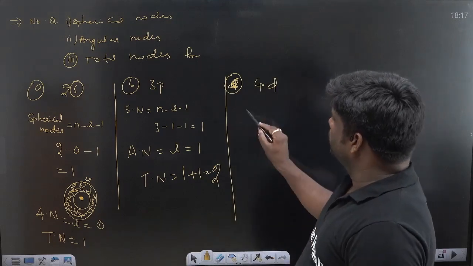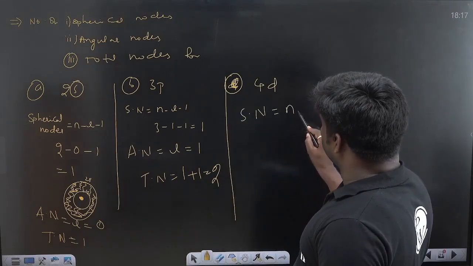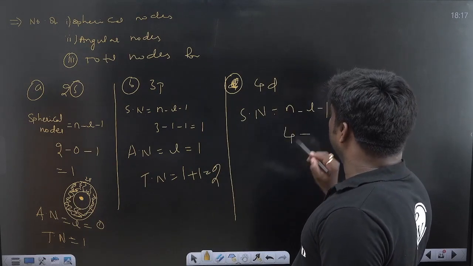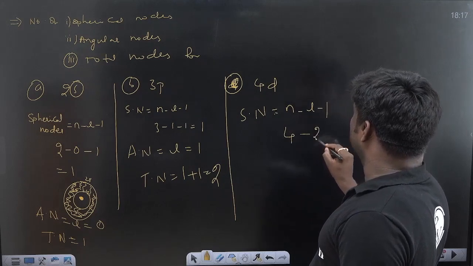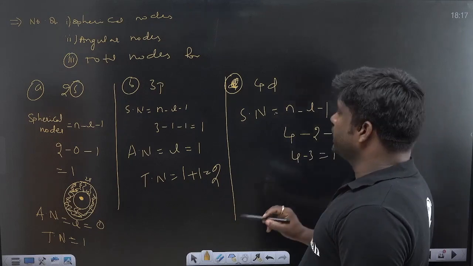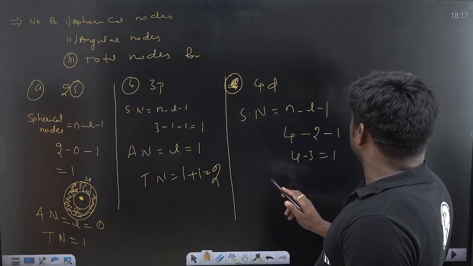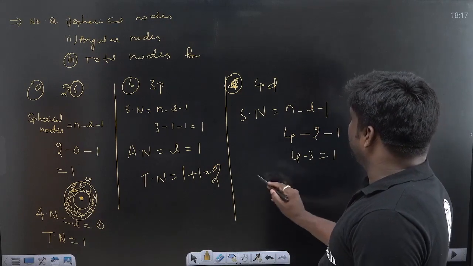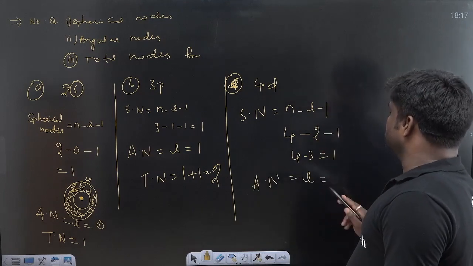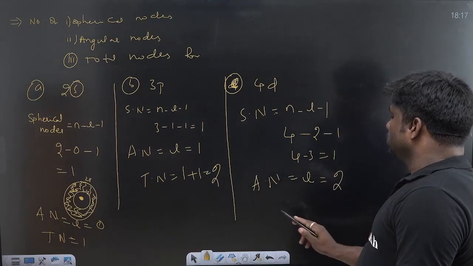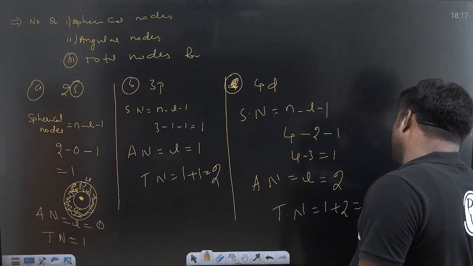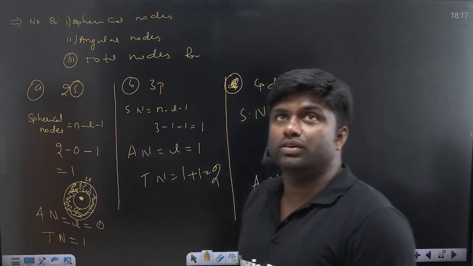Next, 4D orbital. Spherical nodes is equal to n minus L minus 1. That is 4 minus L value, which is 2, minus 1. 4 minus 3 is equal to 1. Spherical node is 1. And angular node is equal to L. L is equal to what? D has L value 2. So total nodes is equal to this plus this, that is 1 plus 2 is equal to 3. This is the total number of nodes.